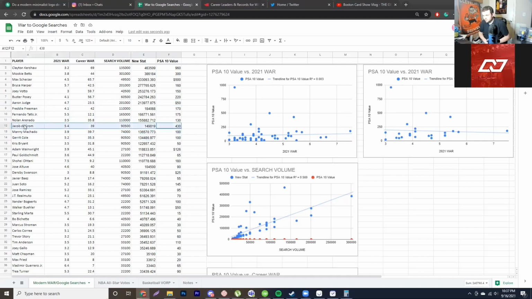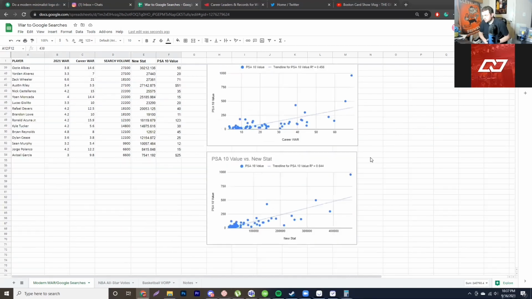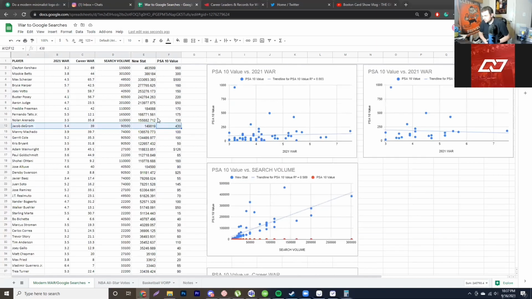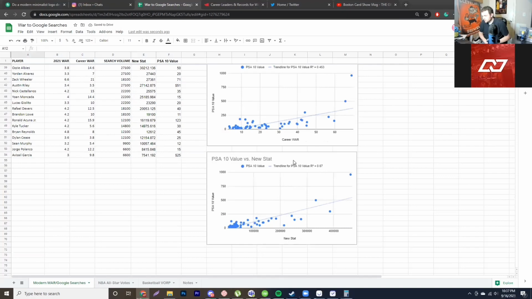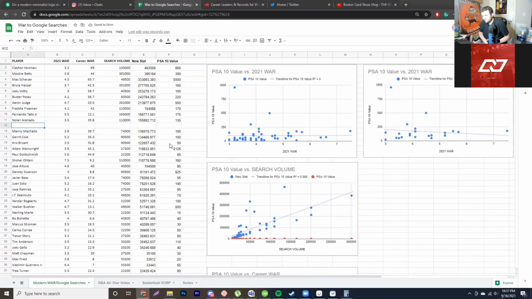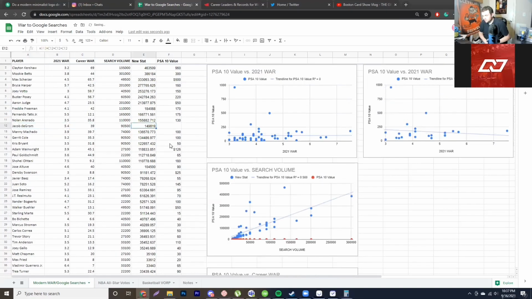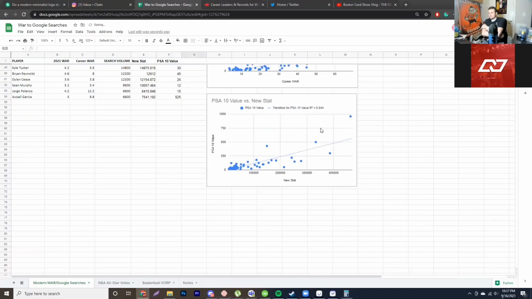DeGrom. DeGrom's the outlier, right? Oh yeah, he's an outlier. What if we took out DeGrom? Let's see. Look at that, 0.67 if we took him out. We might be getting somewhere with that. Yeah, that's valuable. That's very valuable. So I think that's something we'll talk about next week. I think the other thing we have to add in there is awards.